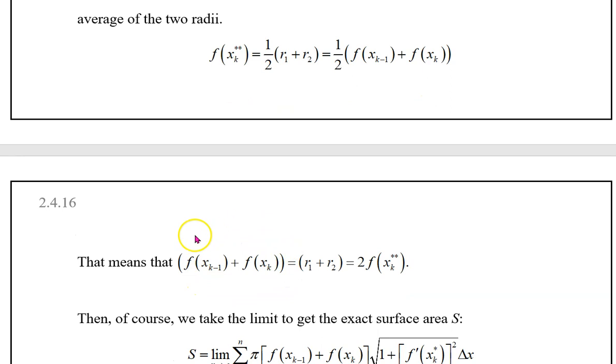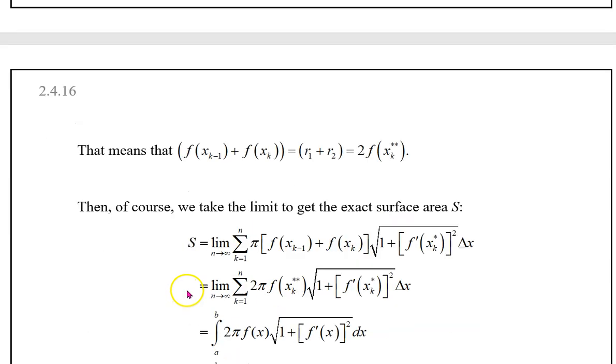When we put this into the formula, this means that the distance f of x sub k minus 1 plus f of x sub k, which is really the radii added together, becomes double that length. Since half of the sum of the radii is equal to that, then the full sum becomes 2 times that value.